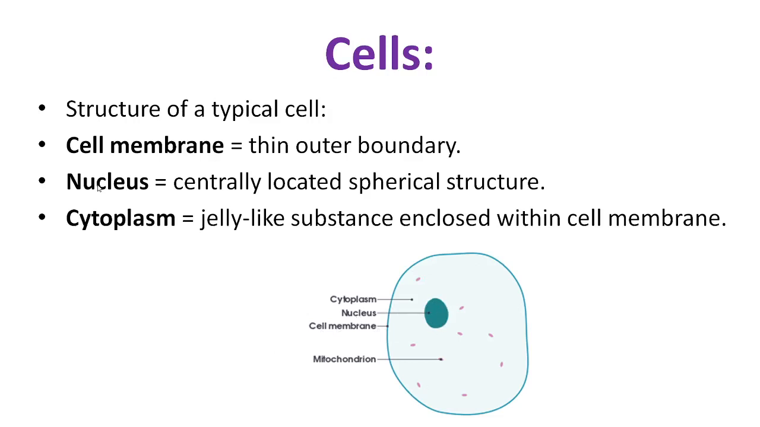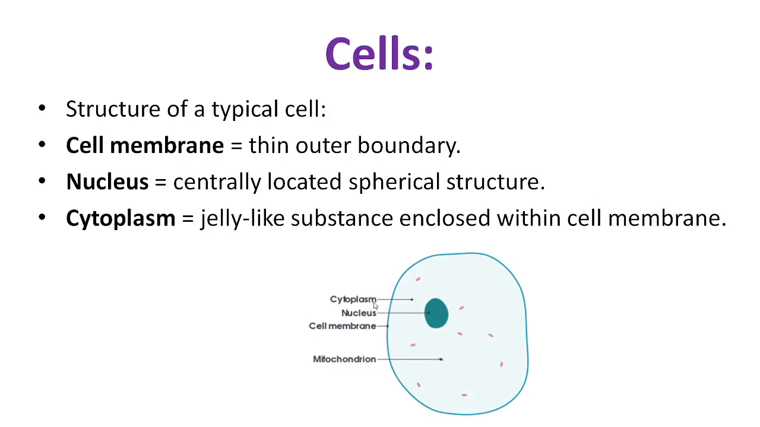It is nucleus. Nucleus is a centrally located spherical structure. It is called as nucleus. Cell membrane, nucleus. And inside the cell membrane there is a jelly-like substance. This jelly-like substance inside the cell membrane is called as cytoplasm.